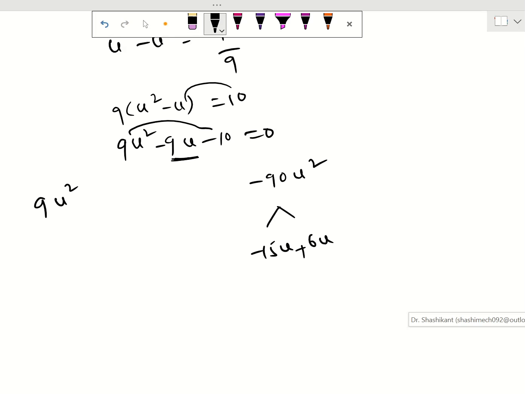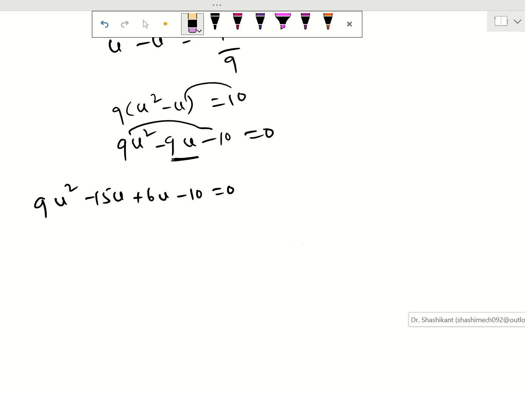So 9u² − 15u + 6u − 10 = 0, right? Now, taking 3u as common from the first two terms, it will be 3u(3u − 5), since 3 times 3 is 9, 9u², and 3 times 5 is 15. And I will take 2 as common from the other two terms, so it will be 2(3u − 5) = 0.